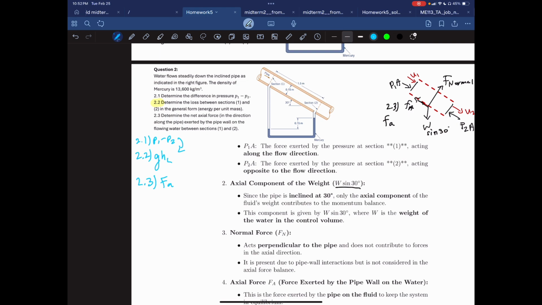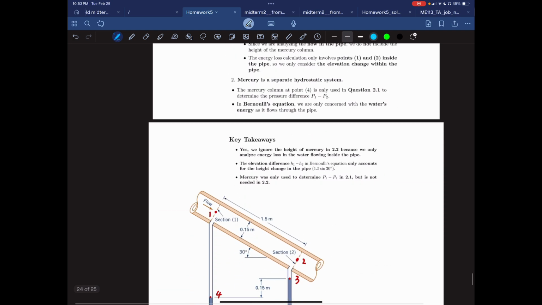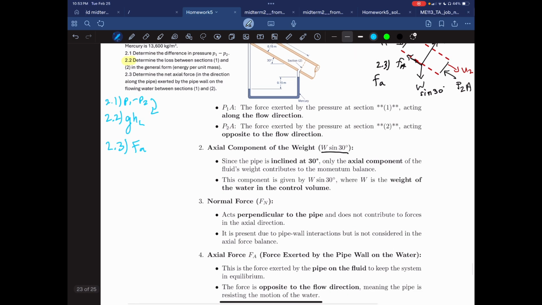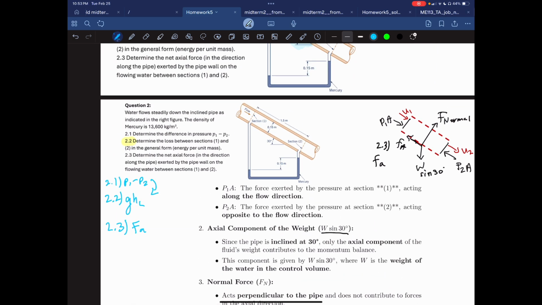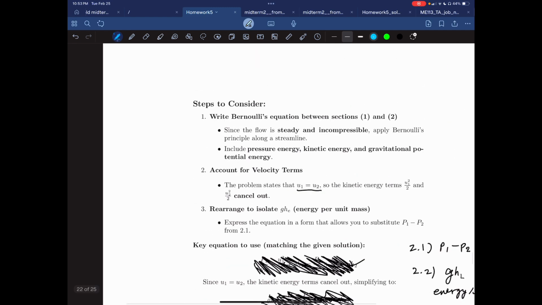A student asked me about 2.2. We ignore the height of mercury because we are only analyzing the energy loss in the water flowing inside the pipe. So we are mainly focused on the height difference. And then you would rewrite that in terms of what you already found for 2.1 when you're analyzing the height differences.